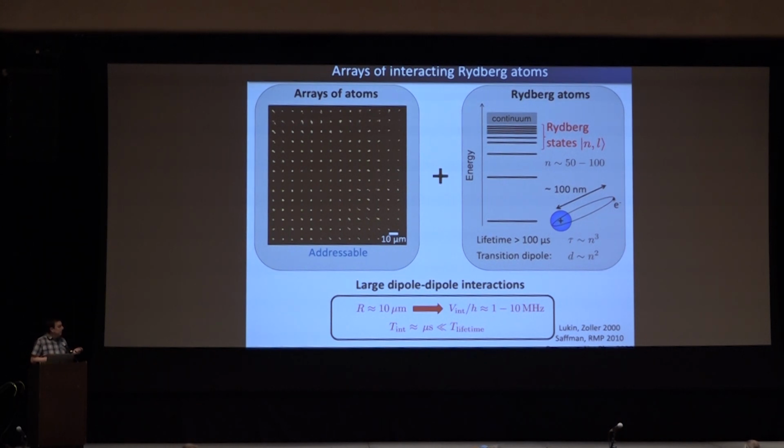Because we see now that for distances of a few micrometers, one can get interaction energies of a few megahertz, which means that the interaction dynamics happen on the microsecond time scale, which is still shorter than the lifetime of Rydberg states of around 100 microseconds.